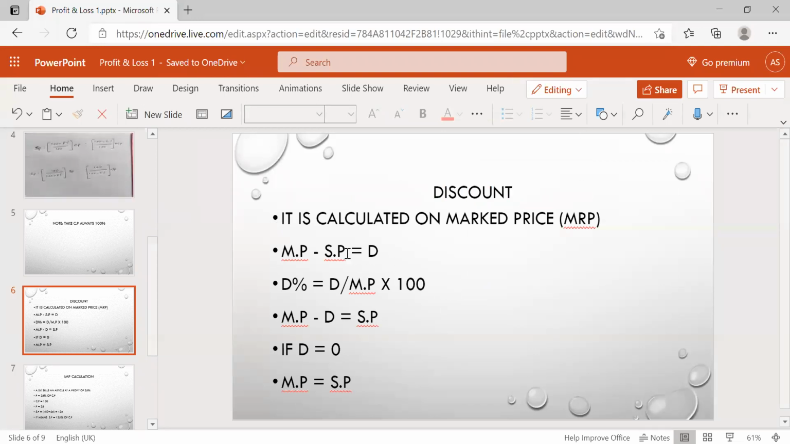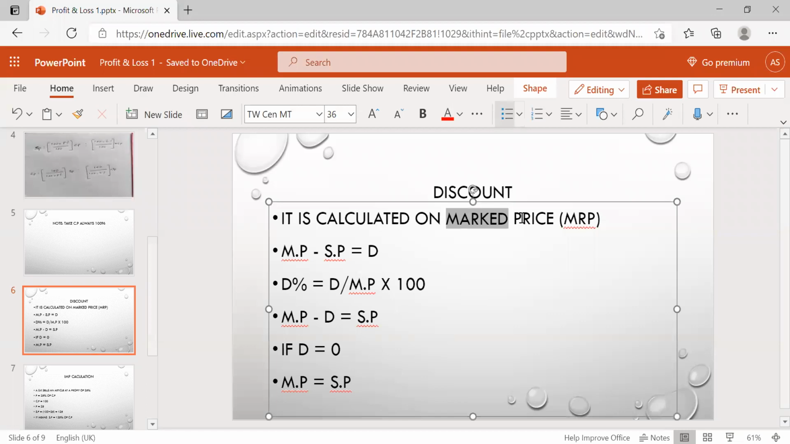And discount. Whatever price tag they give to a product, they give the discount on that price. That is called the market price. Shopkeepers or supermarkets put a tag and offer a discount on that price, and finally they sell at one price, which is called the selling price. So how do we get the selling price? Market price minus discount. If the discount is 0, that means they are selling at the market price, the MRP.